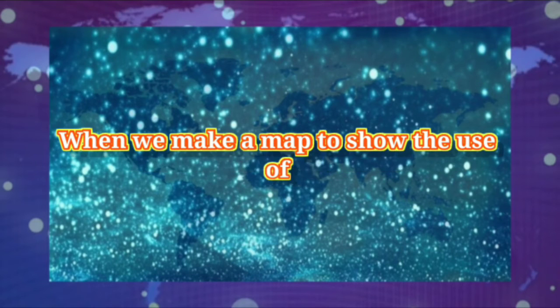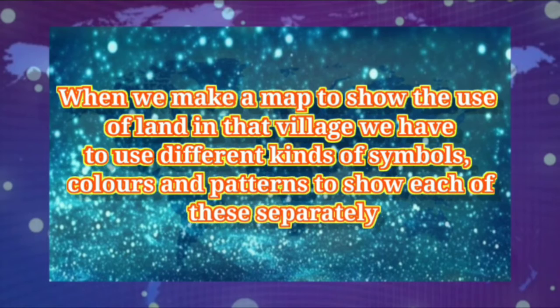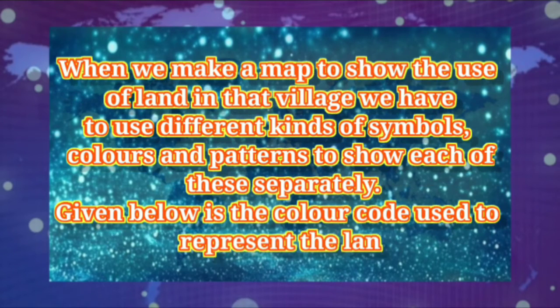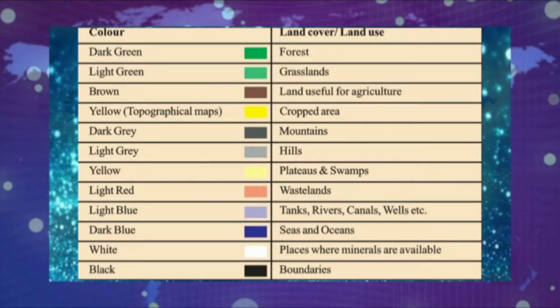When we make a map to show the use of land in that village, we have to use different kinds of symbols, colors, and patterns to show each of these separately. Given below is the color code used to represent the land cover and land use in maps. Color, land cover, land use.